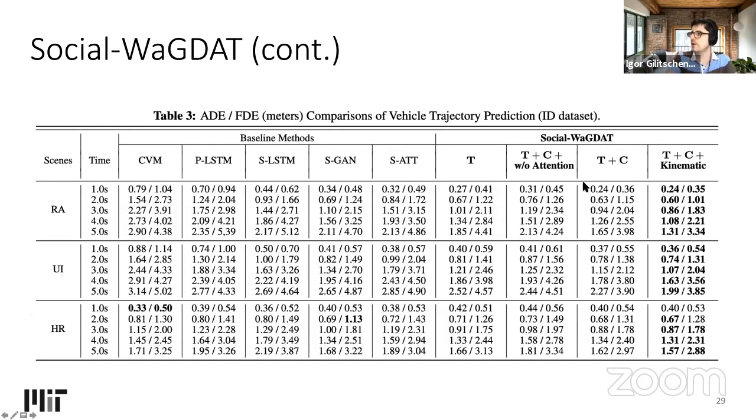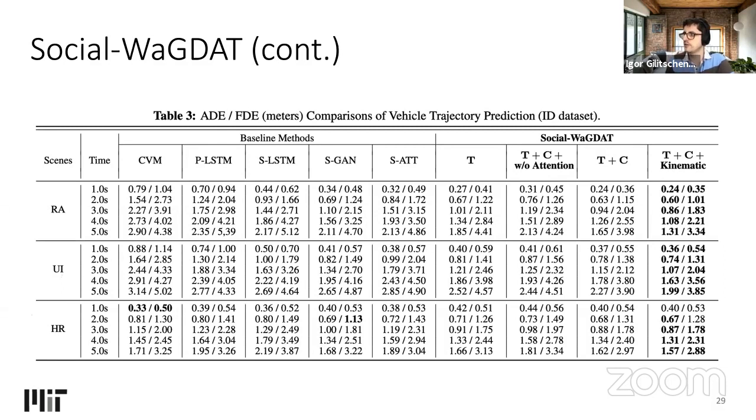The next 2 additionally use context data. And the last one is the full approach that uses context data and a kinematic constraint. So the kinematic constraint is part of the neural network that constrains the prediction such that it is kinematically realistic. And there is some very interesting observation.